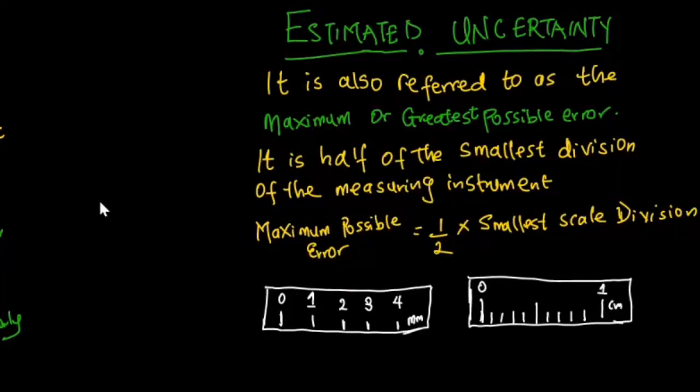So lastly, we are going to look at estimated uncertainty. Now this concept is also called the maximum or the greatest possible error. When you are doing some measurement, they will give you something like this: 5 centimeters plus or minus 0.5. So this plus or minus 0.5 is what we refer to as estimated uncertainty. It simply means that 5 plus 0.5 is 5.5, then 5 minus 0.5 is 4.5. It means that your reading should be between 4.5 and 5.5 centimeters.